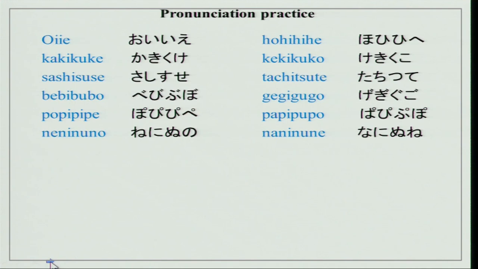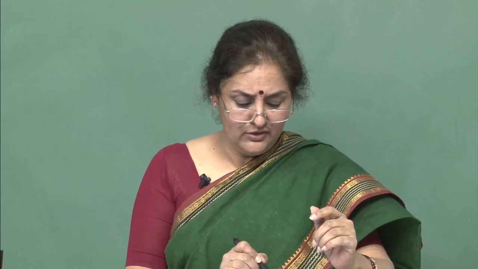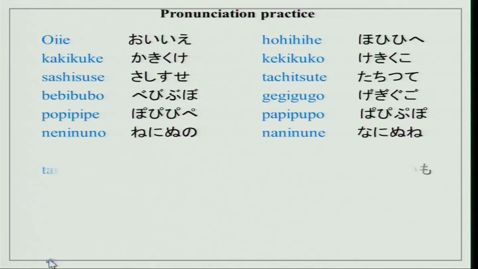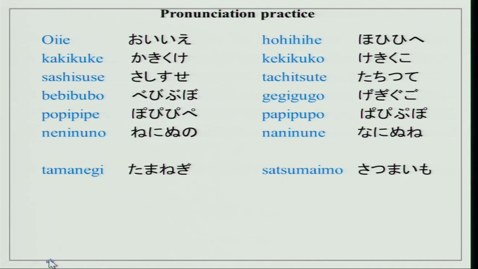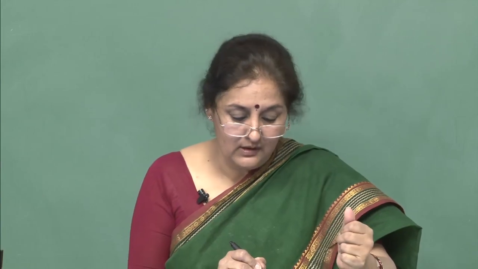And also, as this becomes a little monotonous after some time, we have a few words also for you. Some new words, these are vegetable names. So please, you could again repeat after me. Tamanegi. Satsuma imo. Of course, the meanings are all given in the vocabulary section at the end. So you could please look up the meanings later on.